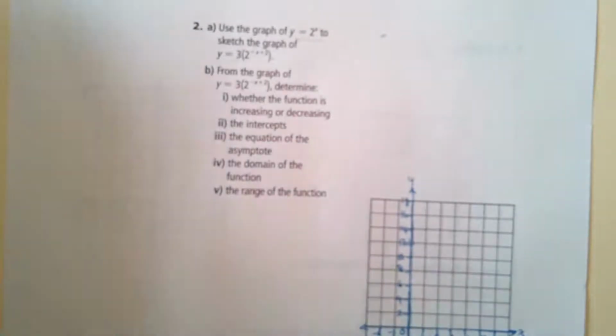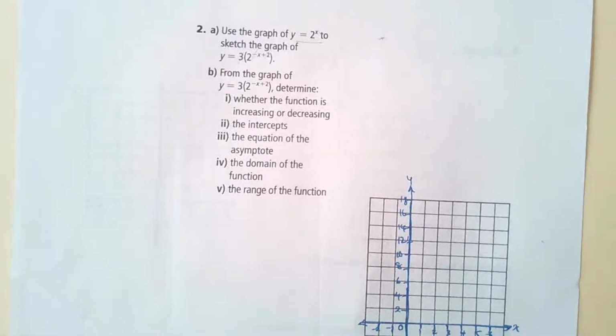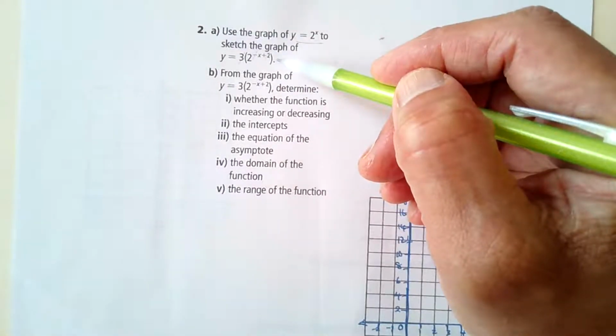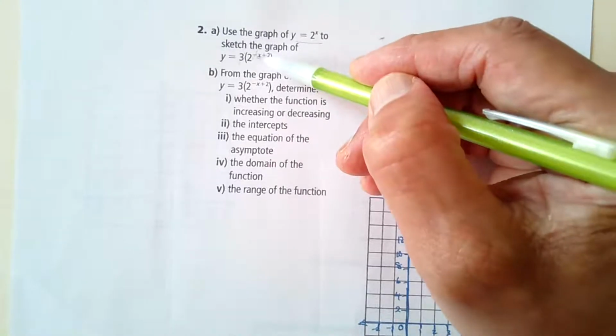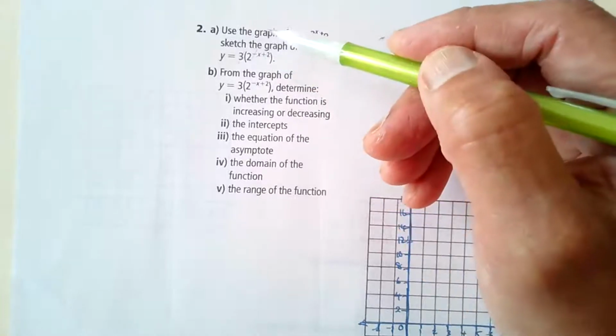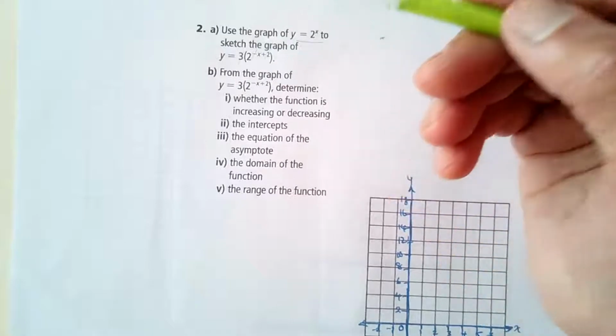Again, we follow the same process as the previous one, except in this case, we are looking at no vertical translation, a horizontal translation, but also a reflection. So we have a reflection going on here. So let's look at how this will work.